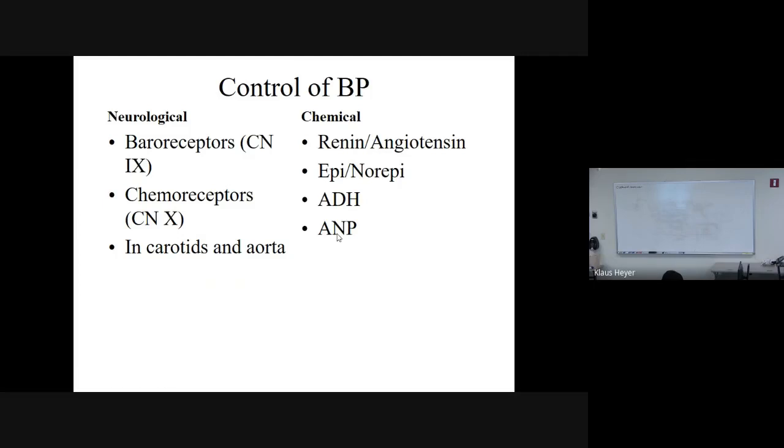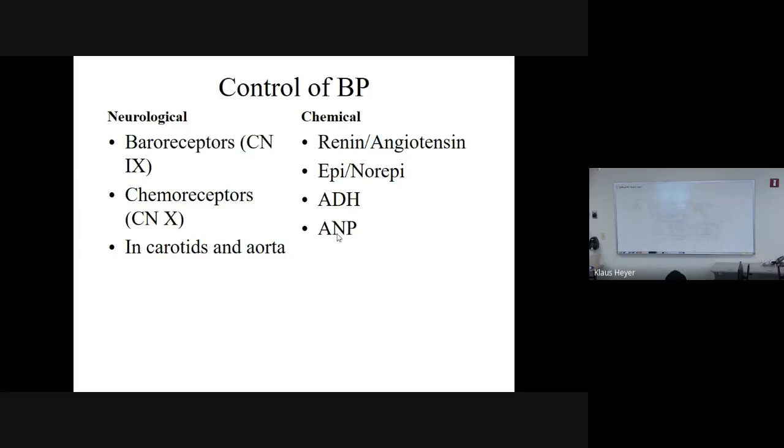ANP is one of the exceptions. It is designed to lower blood pressure. The name of this is atrial for atrium. Atrial natriuretic peptide. What it does is when blood pressure is too high, that means the pressure in the vena cava is also going to be high. And that makes the pressure in the right atrium high. So this is located in the right atrium.